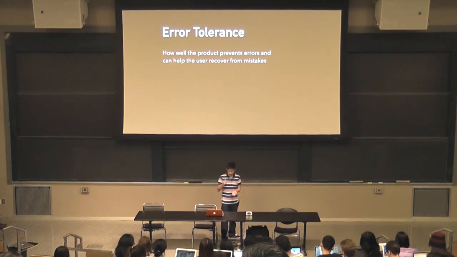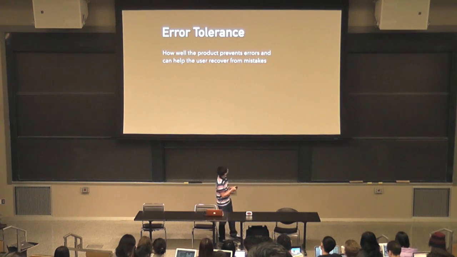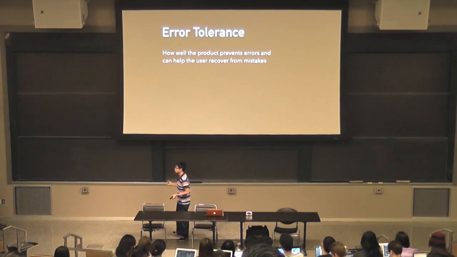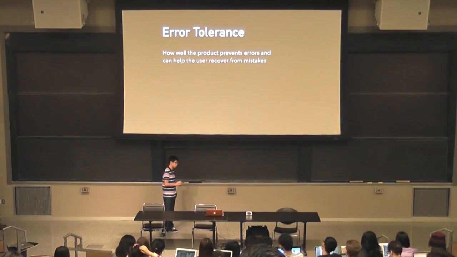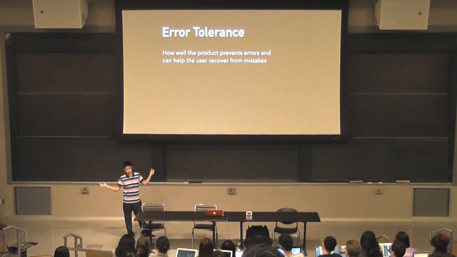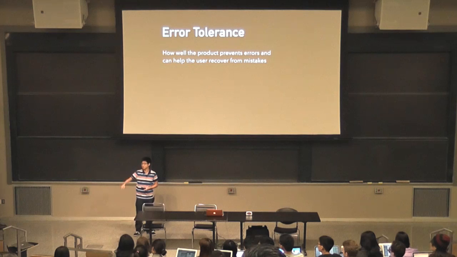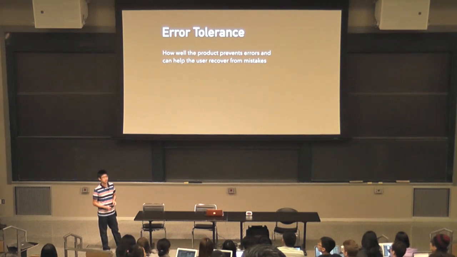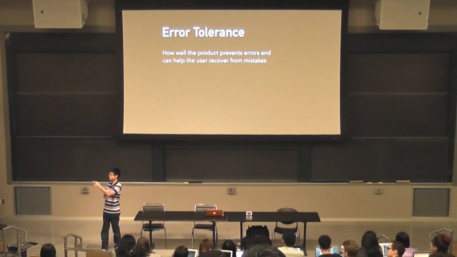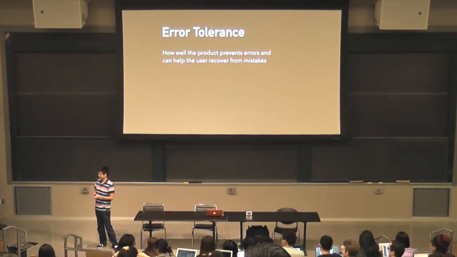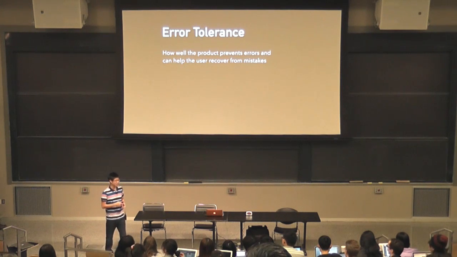Cool. Okay. Error tolerance. Error tolerance is how well the product prevents errors and can help the users recover from mistakes. All right. So, anybody have any examples of bad error tolerance? Bad, like something that if you do it wrong, you're screwed. Yes. Rails installation. Excellent. We'll work on that. Anything else? Yes. Chernobyl. Yeah.